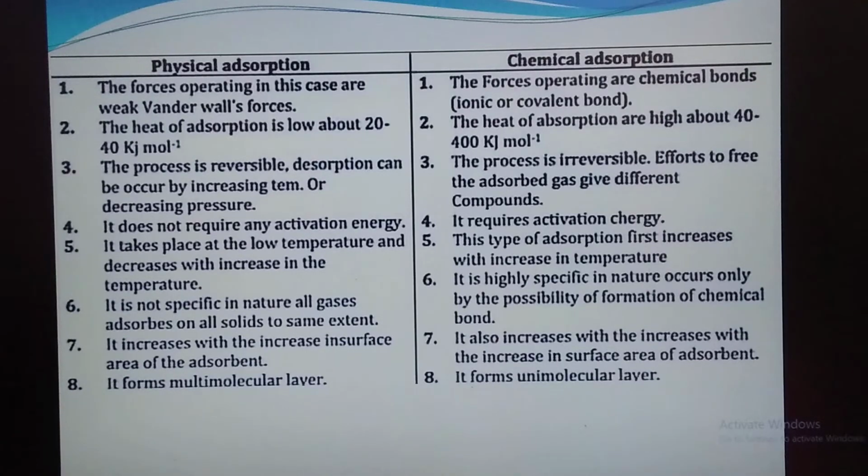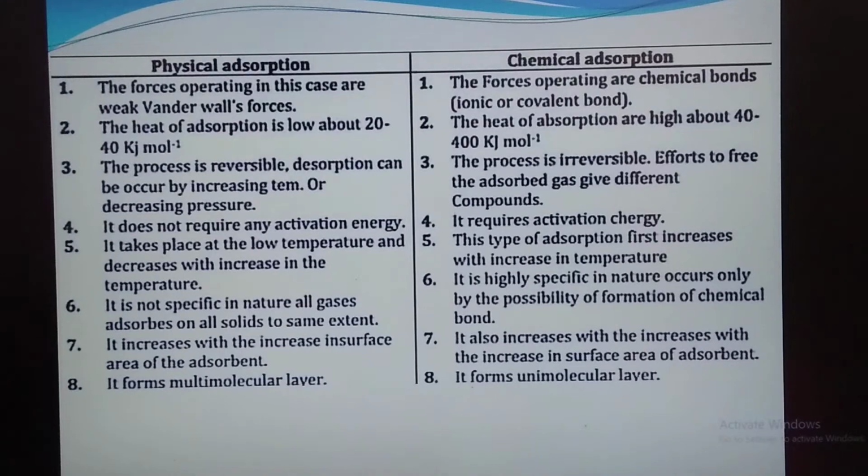The process is reversible in physical adsorption, and in chemical adsorption, the process is irreversible. In physical adsorption, the adsorption decreases with increase in temperature. When the temperature increases, physical adsorption decreases, while in chemical adsorption, the adsorption increases with increase in temperature. Next, multi-layer adsorption occurs in physical adsorption, but in chemical adsorption, it does not.